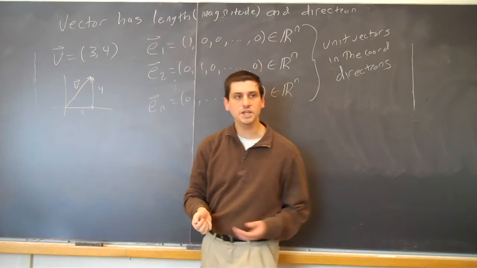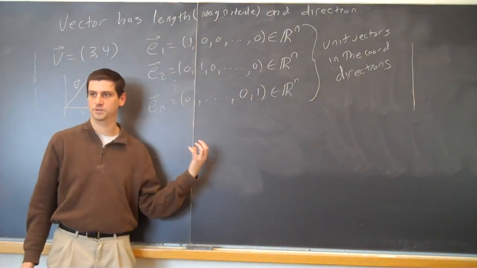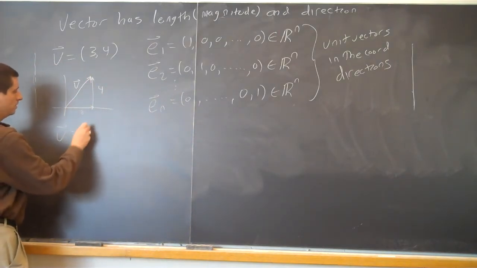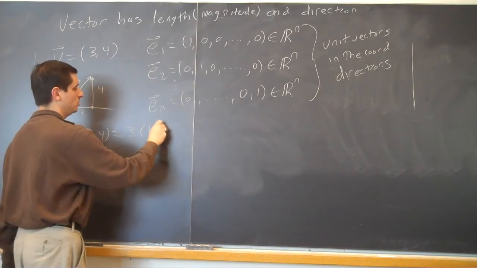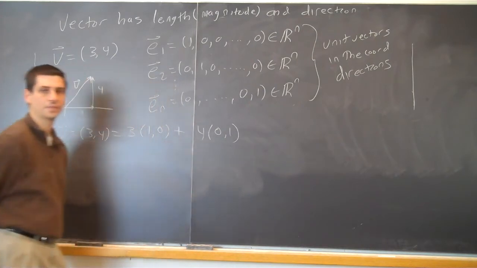And the idea is we can express any vector nicely in terms of these directions. So when I give you the vector V equals 3, 4, I can write it as 3 times the vector 1, 0 plus 4 times the vector 0, 1.